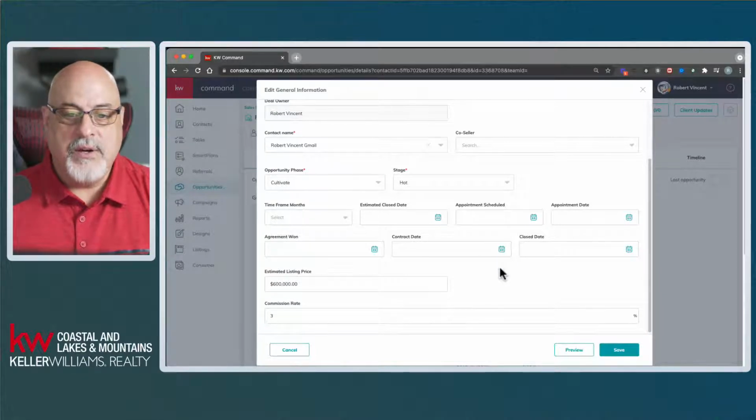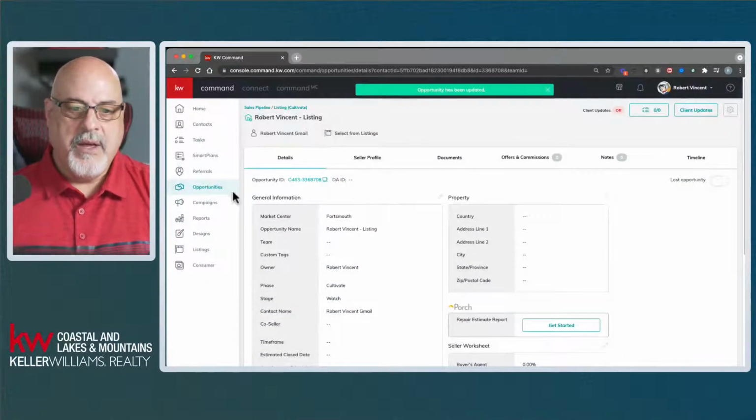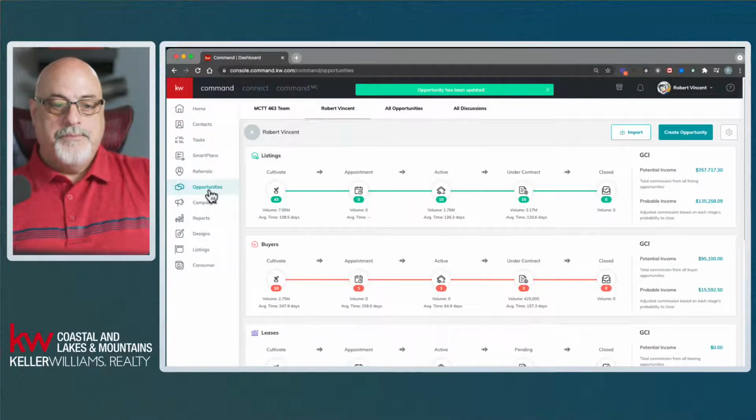And I'm going to say that the rest of this stuff here, we're in the cultivate, and we'll put it back in the watch stage. So cultivate phase, watch. So I'll show you something here. So I'll save that, and I'm going to go back to my opportunities tab.